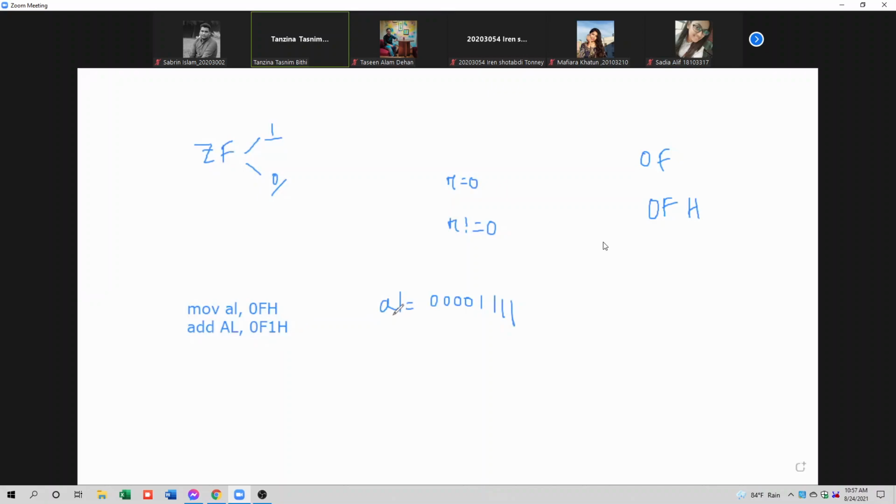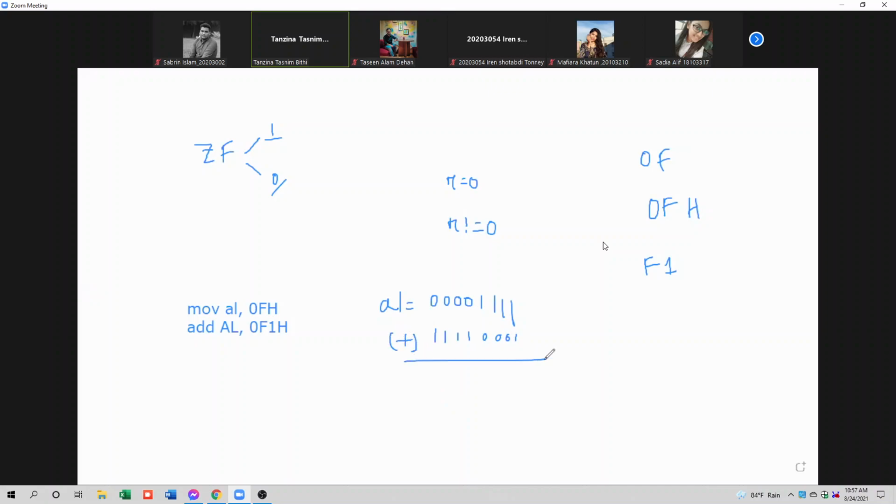What is the current value of AL? 00001111. And what is the binary representation of F1? Look, AL is an 8-bit register, so we can store only an 8-bit number. That's why we're going to ignore the leading 0 bit. So the binary representation of F1 is 1111, then 1 equals 0001. Now we're going to add these two values.